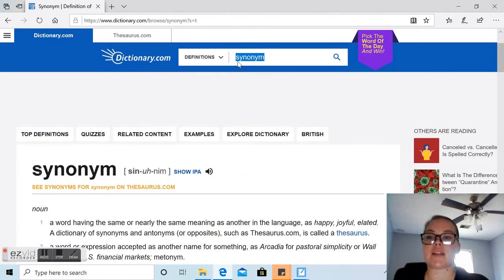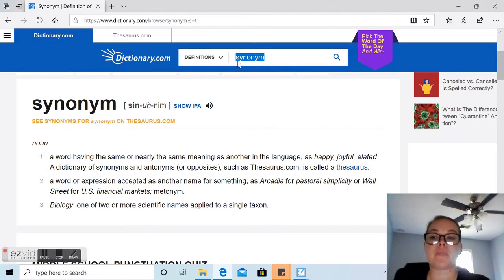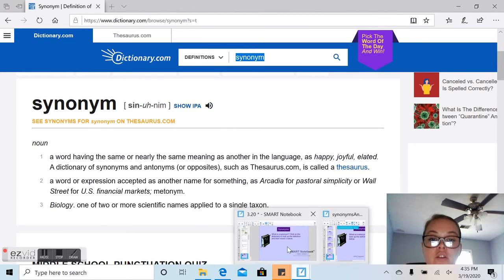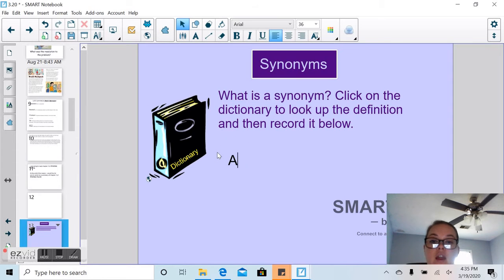Alright, what is a synonym? Now it gives me 3 different definitions, so I'm going to read the first one. It is a noun, so it's a person, place, or thing, so a synonym would be classified as a thing. And it says, a word having the same or nearly the same meaning as another in the language, such as happy, joyful, elated.